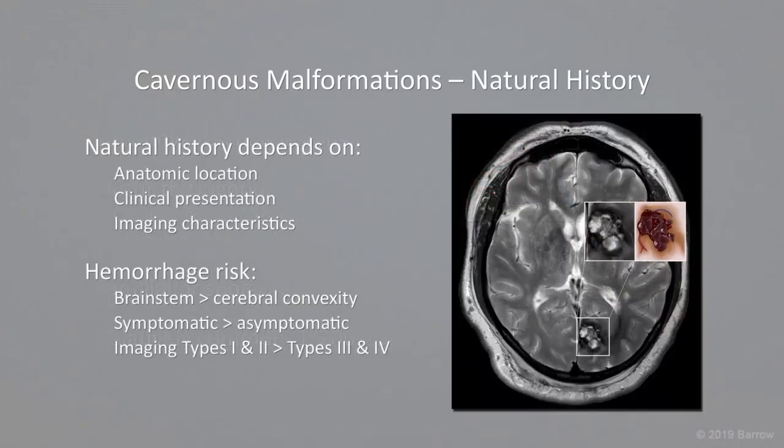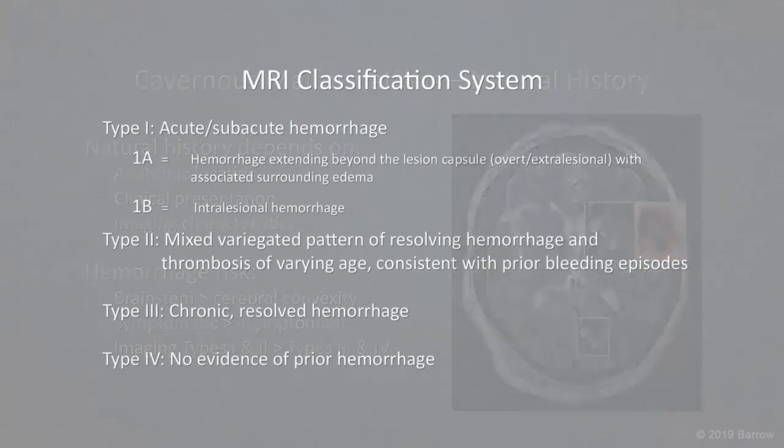The natural history of cavernous malformations depends on multiple factors. These include the anatomic location, the clinical presentation, and imaging characteristics. The hemorrhage risk of a cavernous malformation also is based on its location, whether or not it's in the brainstem or the cerebral convexity, whether or not the lesion initially presented as symptomatic or asymptomatic, and based on specific radiologic subtypes. To help differentiate which cavernous malformations are more likely to re-rupture, an MRI classification system has been developed.